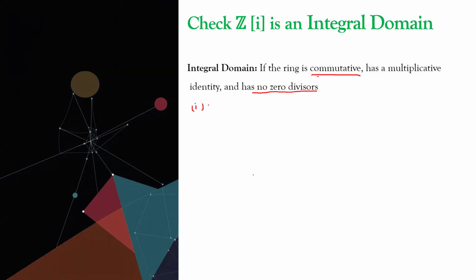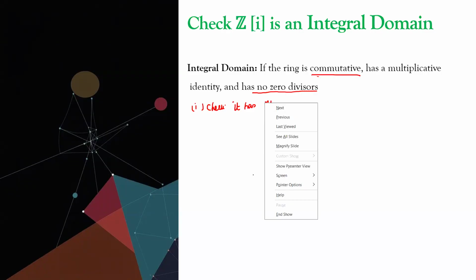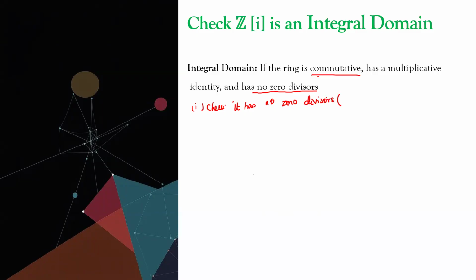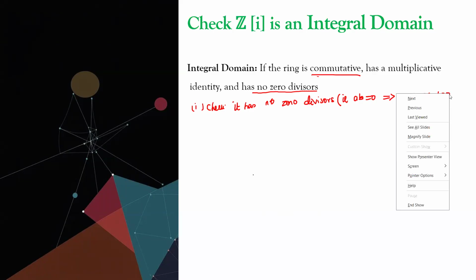First, we check it has no zero divisor. That is, AB equal to 0 implies either A equal to 0 or B equal to 0. This is what we need to prove in order to check whether this has no zero divisor or not.